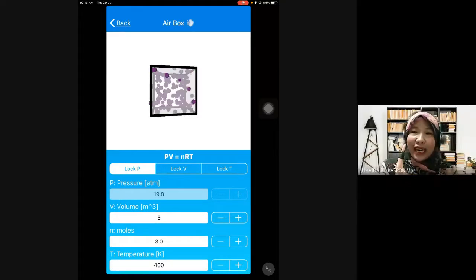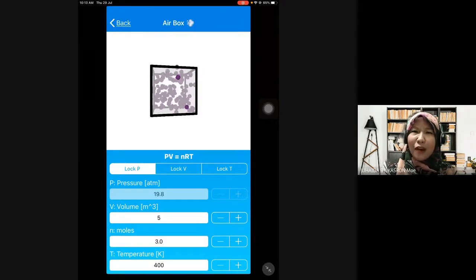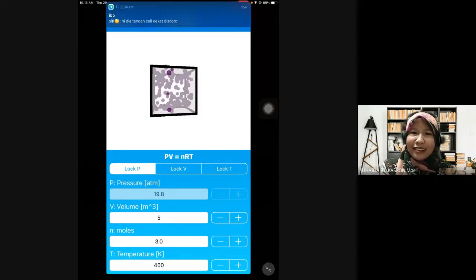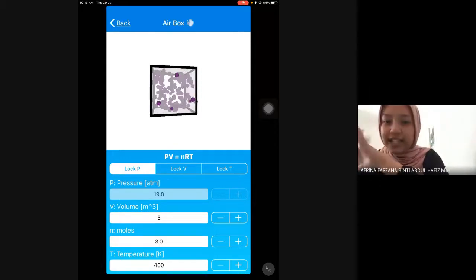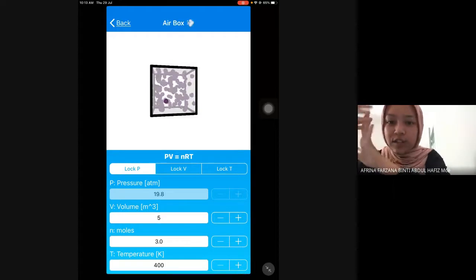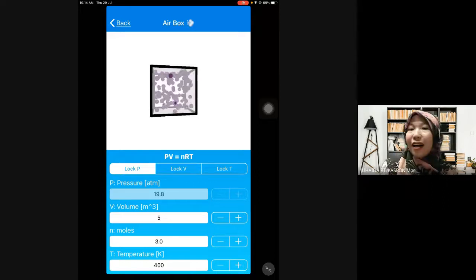Okay, thank you for your opinion. What about Afrina? Just now I taught something about the pressure. From what you said just now, the faster the particle hits the wall of a substance, the higher the pressure of the air. Yes, thank you very much. That's the answer. So the pressure of the gas comes from the particles hitting the wall of the container. The faster the particles hit the wall of the container, the higher the pressure. Okay, do you understand?